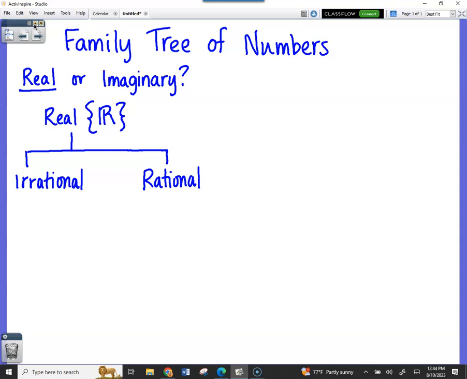Rational is numbers that can be written as a fraction. The prefix here is the word ratio. Ratio is the fancy word for fraction. If you can write two numbers as a ratio, it's a fraction. You're comparing two numbers together. There's a symbol for rational numbers.